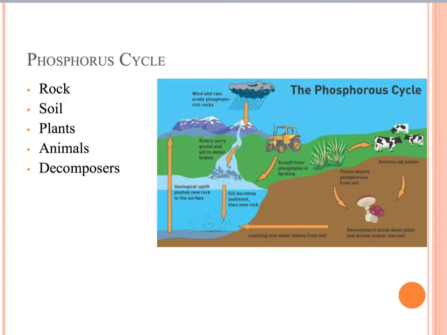Some cycles, like nitrogen, may be slightly more complex than this because you're also dealing with atmospheric nitrogen and the activity of different sorts of bacteria that fix that nitrogen and make it available to plants. But generally, most of the minerals that you will see will have reasonably simple cycles.